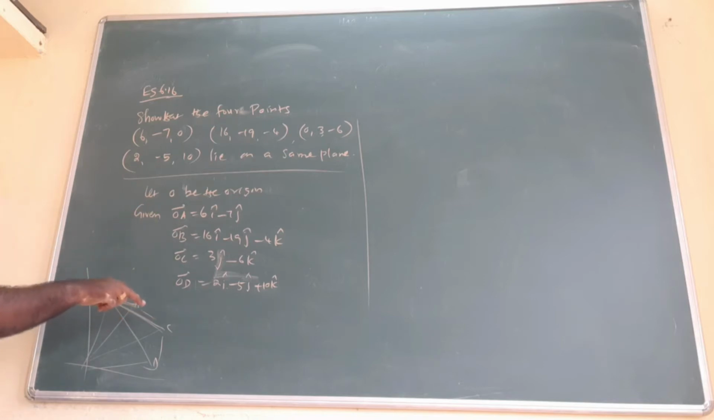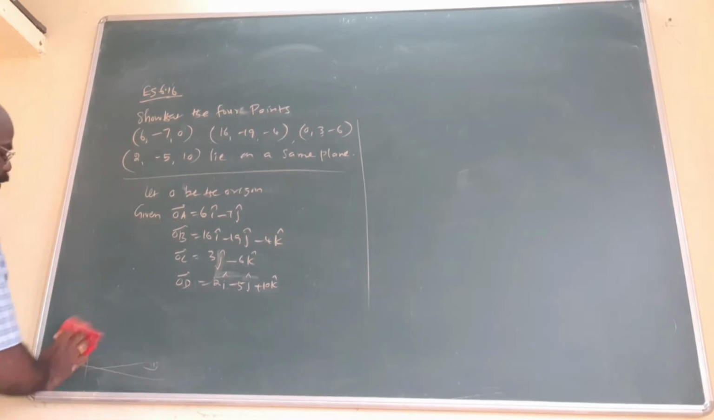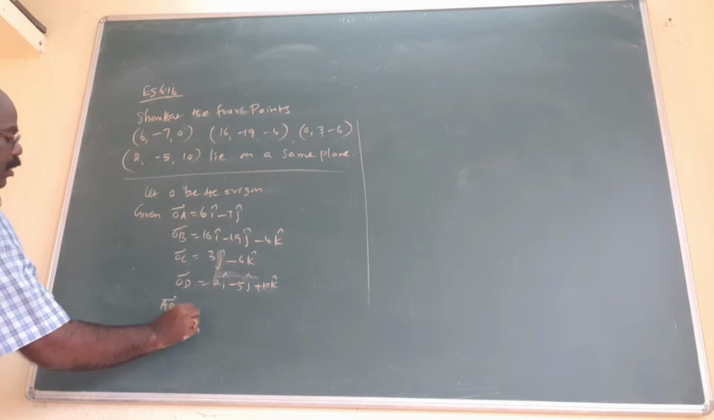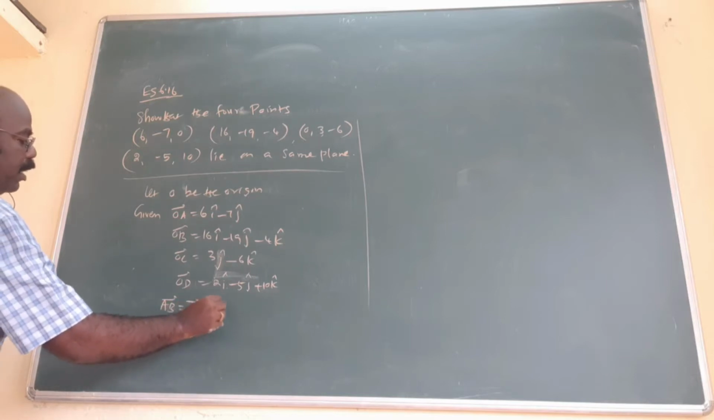Now we will find AB vector, AC vector, AD vector, not AB, BC, CD. That is wrong. You will pick the point A, meaning from A to B, A to C, A to D. In this way you will find it. First find AB vector. AB vector means OB minus OA. Already you know the formula.